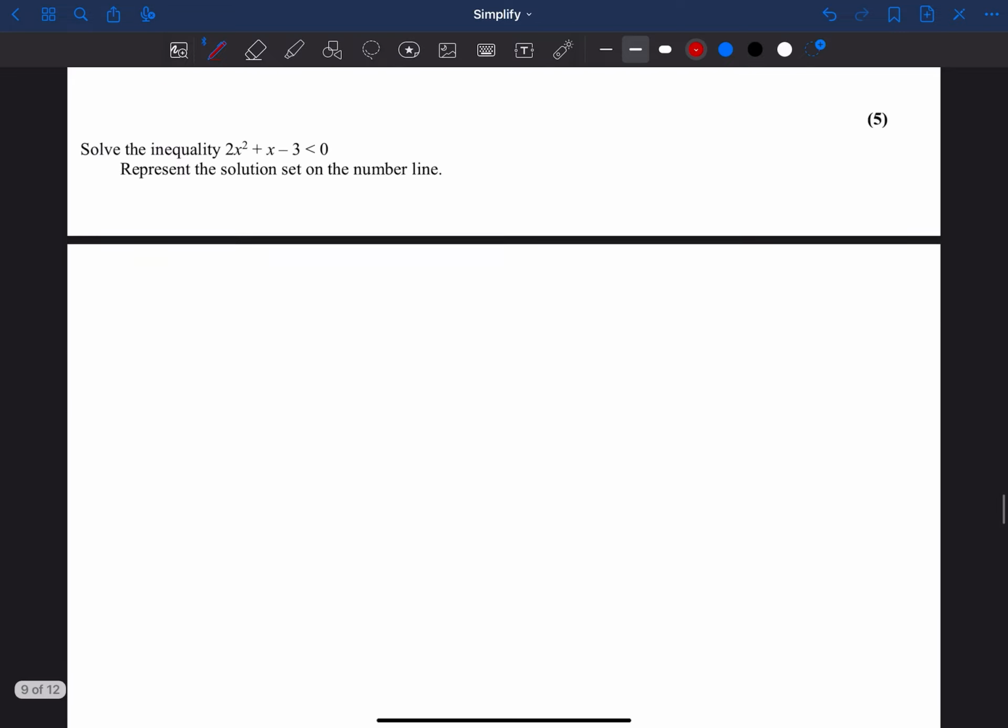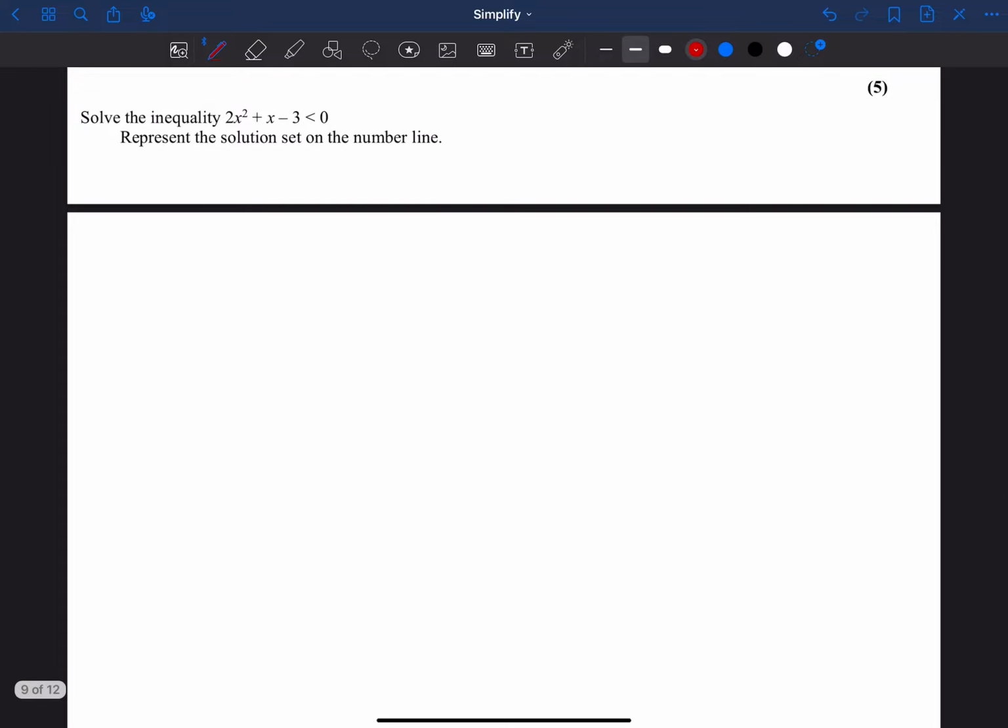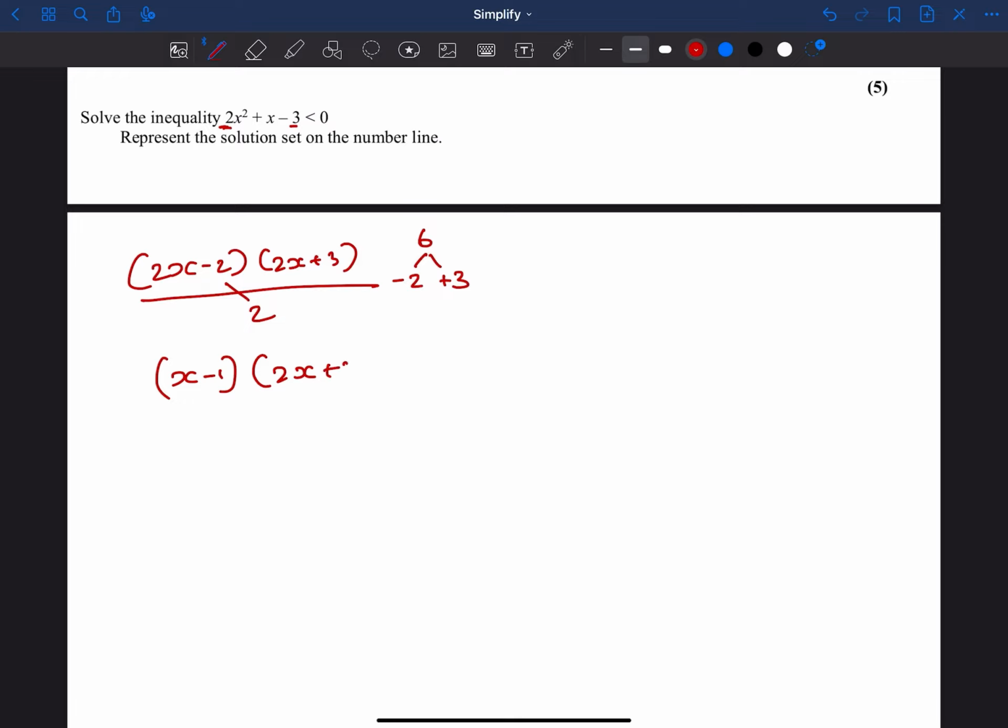Okay, quadratic inequality, you must be familiar because we've done a similar question on the front one. How to factorize it first? 2 times 3 is 6, factors of 6 that make 1x: 2 and 3, but you want positive 1, so plus 3 minus 2. So 2x minus 2, 2x plus 3, and you divide by the coefficient of x squared, which is 2. That divides that: x minus 1, 2x plus 3. x equals 1, or x equals minus 3 over 2.